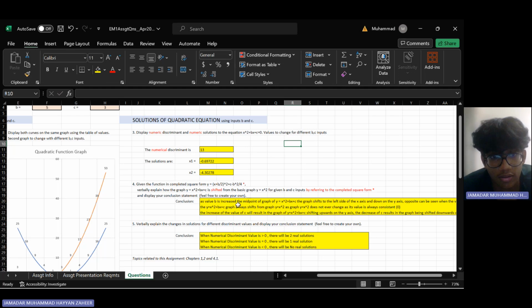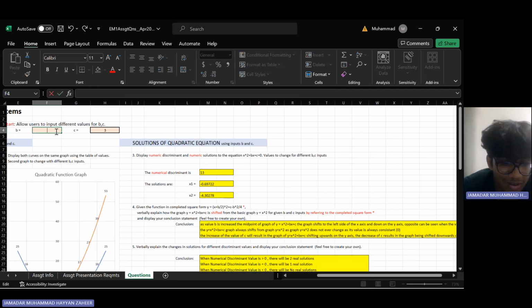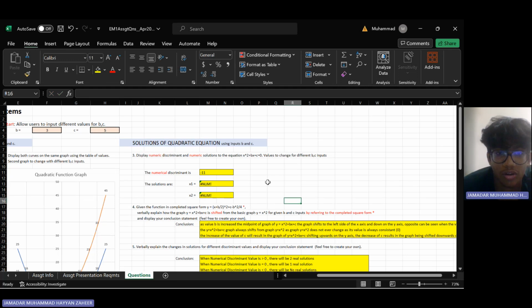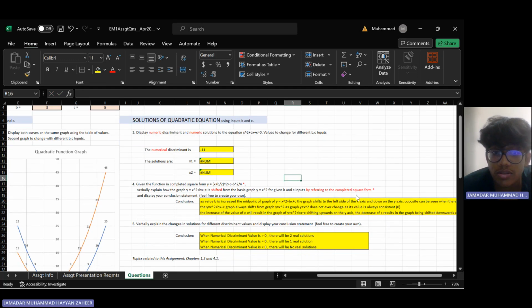Look, it's positive once again, sorry. This has to be bigger than that. Look, it will give me a negative number. There are no real solutions.